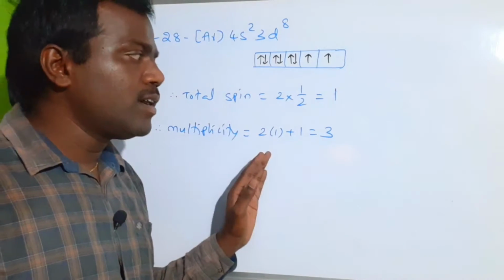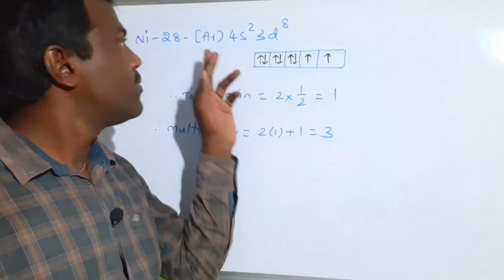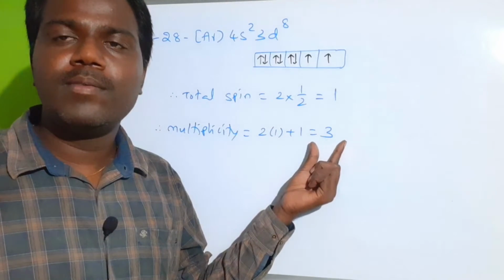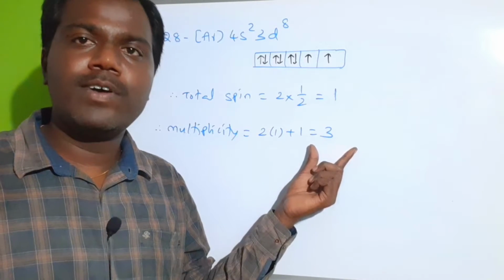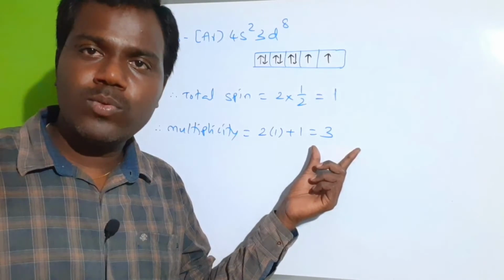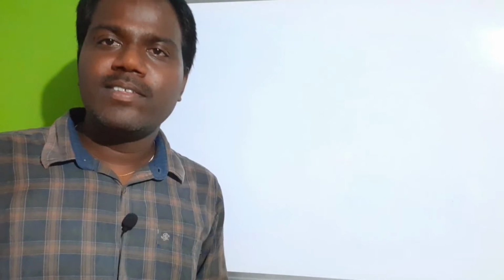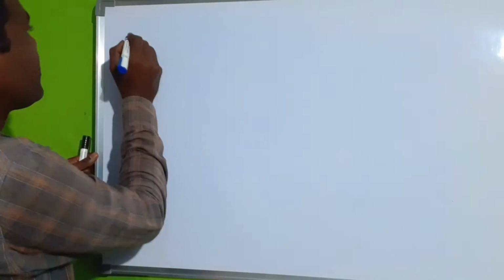The multiplicity of the Fe atom is 4, whereas the multiplicity of the Ni plus 2 ion is 3. Based on this, what can we say? Multiplicity values are not the same for the Fe atom and the Ni plus 2 ion. So this statement is also false. Let us check the fourth statement.